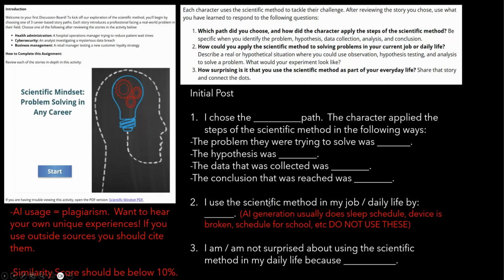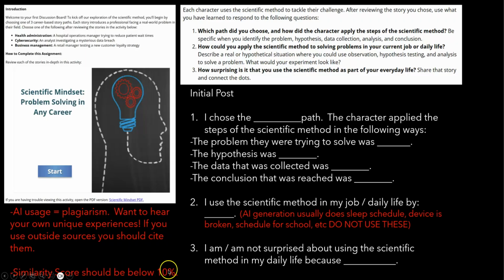We are not using AI for this, okay? Whenever you take something that was AI generated and you just plug it in, that is considered plagiarism. I want to hear your own unique experiences. If you do have to use any outside sources, you should just list them at the bottom of your post, and that will be okay. Typically, whenever AI generation is used or outside sources are used and not cited, that makes your similarity score jump really high, and you'll be hearing from me.